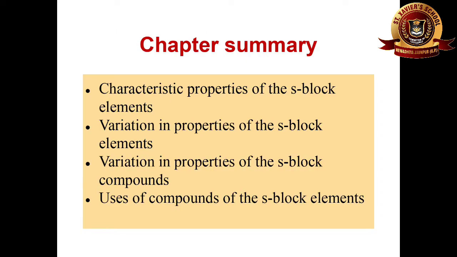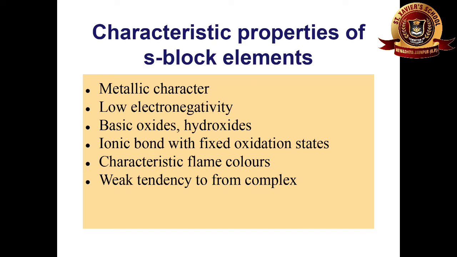Now, what is the summary of this chapter? The summary covers the characteristics and properties of s block elements, variation in properties of s block elements, variation in properties of s block compounds, and uses of compounds of s block elements. So, the characteristics of s block elements. The main characteristics are metallic character, low electronegativity, basic oxides and hydroxides, ionic bonds with fixed oxidation state, characteristic flame colour, and weak tendency to form complexes.